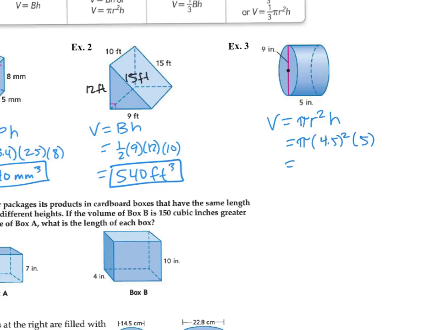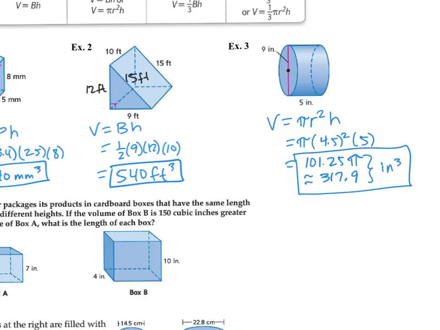And then we'll multiply that out. I'm going to write my answer two ways, one in terms of pi and one not in terms of pi. So you'll just need to follow your directions. So that would be approximately equal to 317.09, I guess I'll round it to the nearest tenth. Whichever answer you use, the units will be inches cubed. Okay, so just follow directions as far as rounding and whether or not to multiply pi out or not.